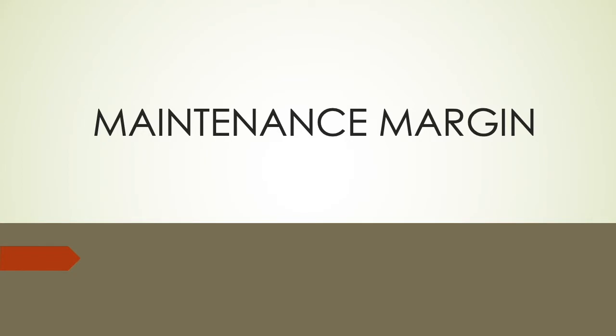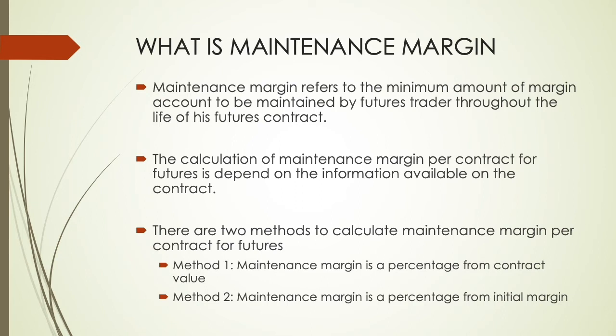Next, we look at a calculation of maintenance margin. So what is maintenance margin? Maintenance margin refers to the minimum amount of margin account to be maintained by a futures trader throughout the life of his futures contract. The calculation of maintenance margin per contract for futures is dependent on information on the futures contract. There are two methods to calculate maintenance margin per contract for a futures contract. The first method, maintenance margin is a percentage from contract value. The second method, maintenance margin is a percentage from initial margin.